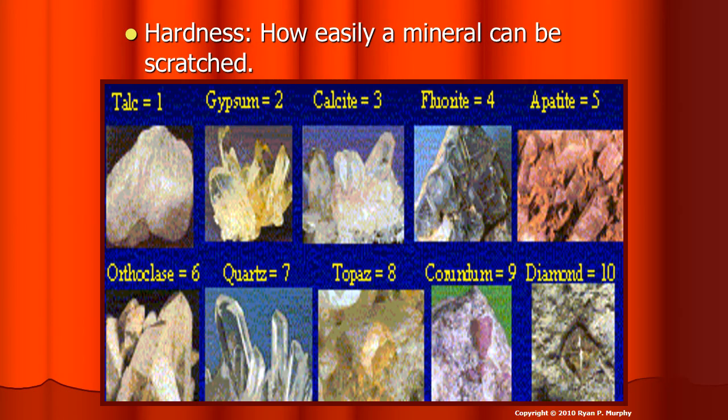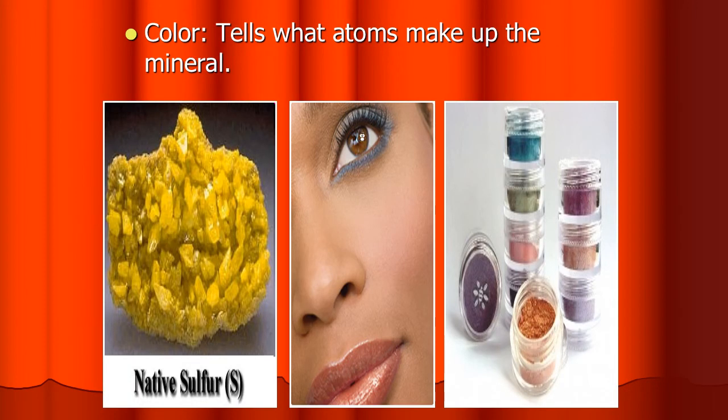Our next one is hardness. This is how easily a mineral can be scratched, basically. That's how we figure it out, is by scratching the mineral and seeing how hard it is to scratch the mineral. And what we do is, at some point, we came up with sort of a list of minerals that go from hardest to softest.